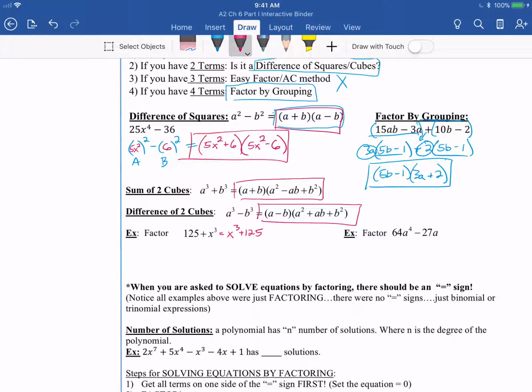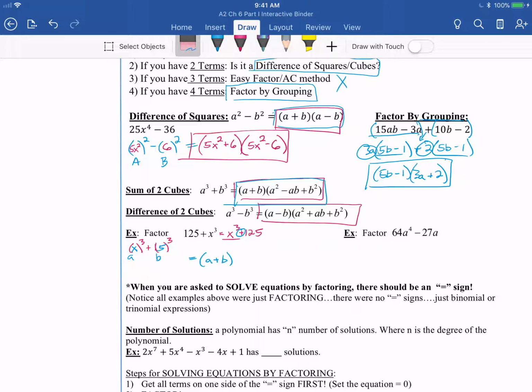Now you have to ask yourself, what cubed gives me x cubed and what cubed gives me 125? I know that x cubed gives me x cubed. And I know that 5 cubed gives me 125. So this is my a and this is my b. So now, for sum of two cubes, because it's got a plus in between them, I got to go through this guy right here. So it's going to be a plus b.